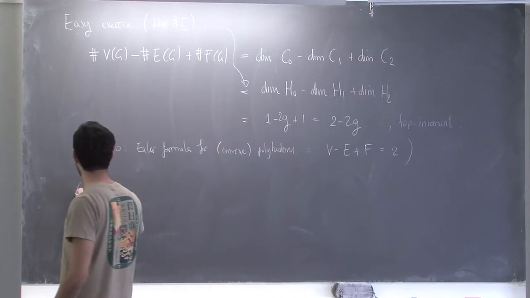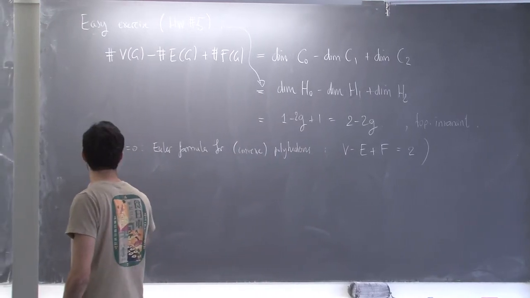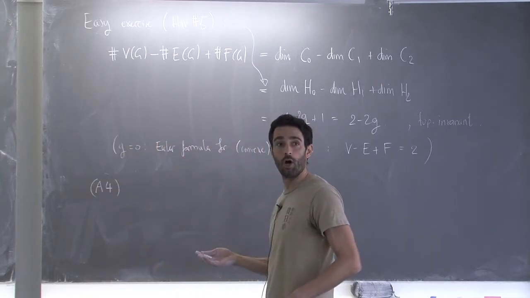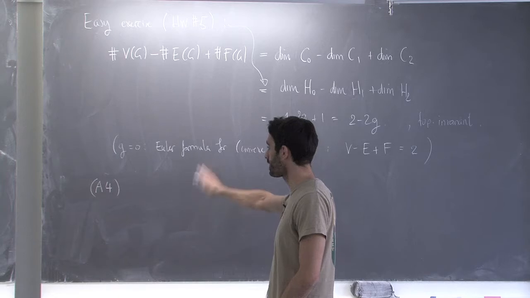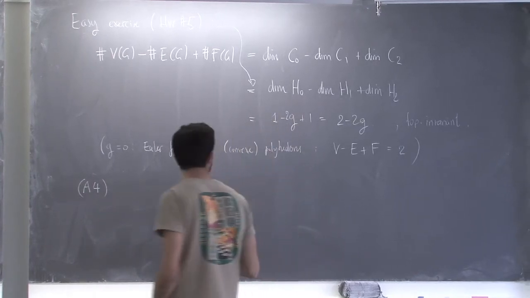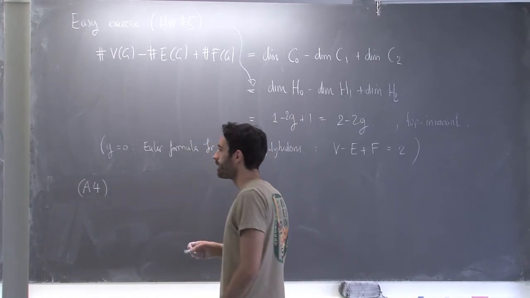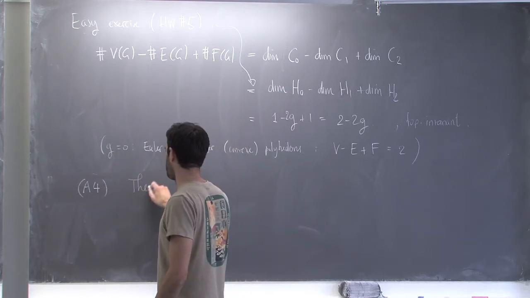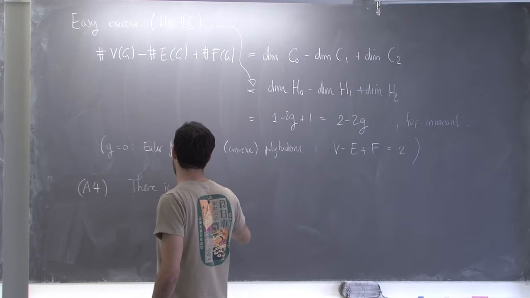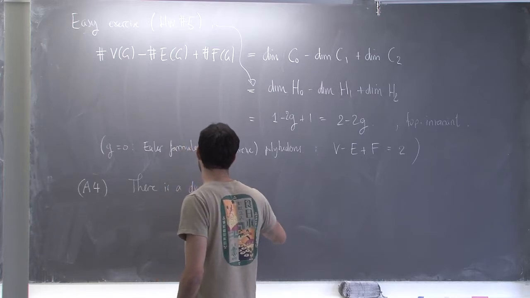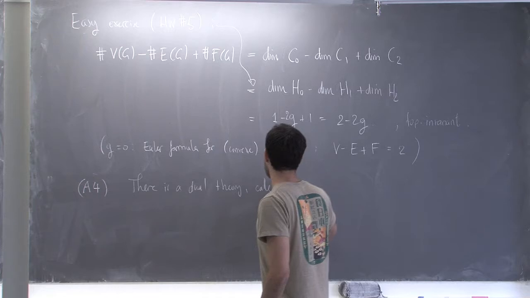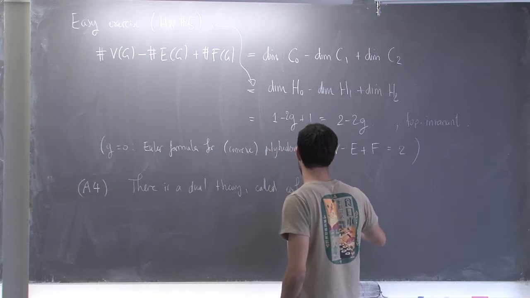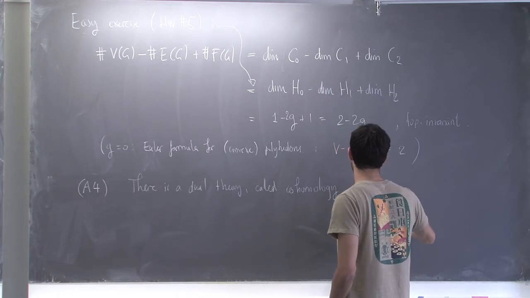So unfortunately, I need one more fact that is not so funny. There is a dual theory that is called cohomology, and I'm just going to state how it's defined and not say too much about it. But we actually will use this, so I want to tell you just a little bit about it. So there is a dual theory called cohomology, which is defined as follows.